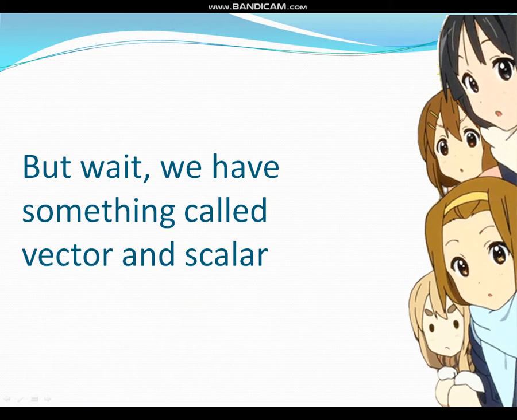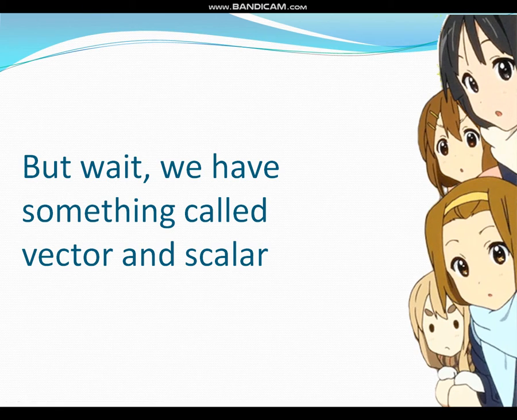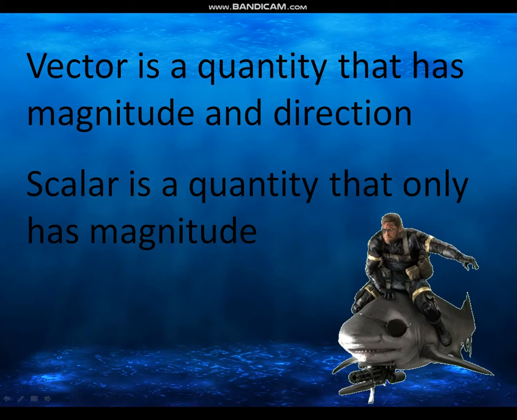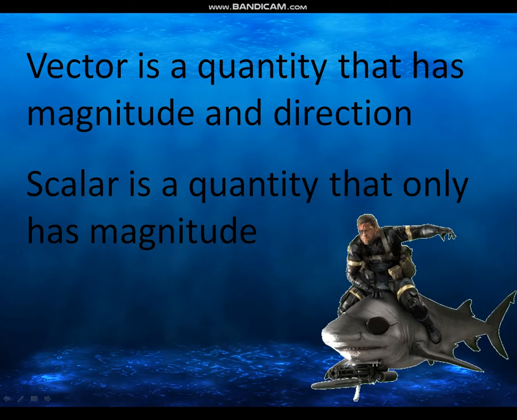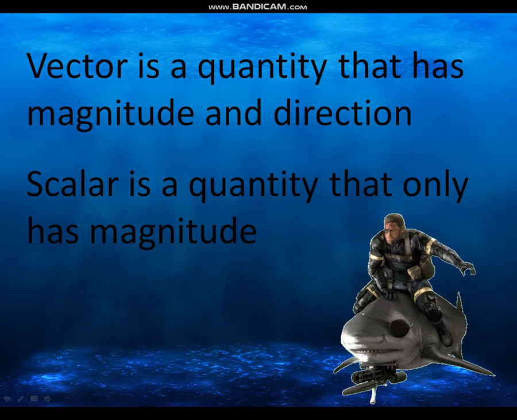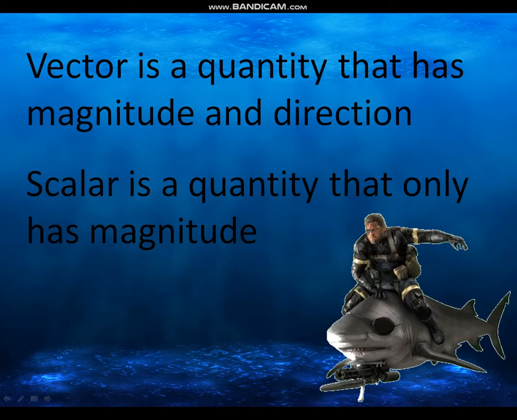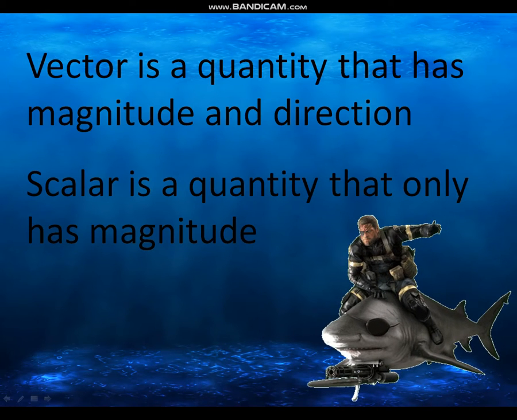But wait, we have something called vector and scalar. What are those? Vector is a quantity that has magnitude and direction, while scalar is a quantity that only has magnitude. Knowing this, we could say that displacement is a vector quantity, while distance is a scalar. To further differentiate these two, here is an example.